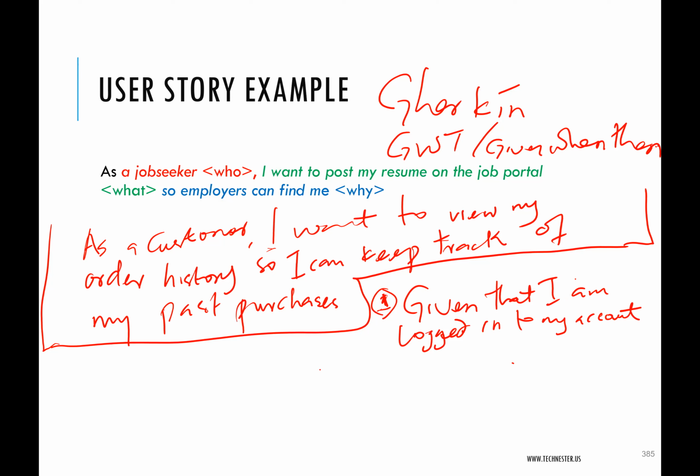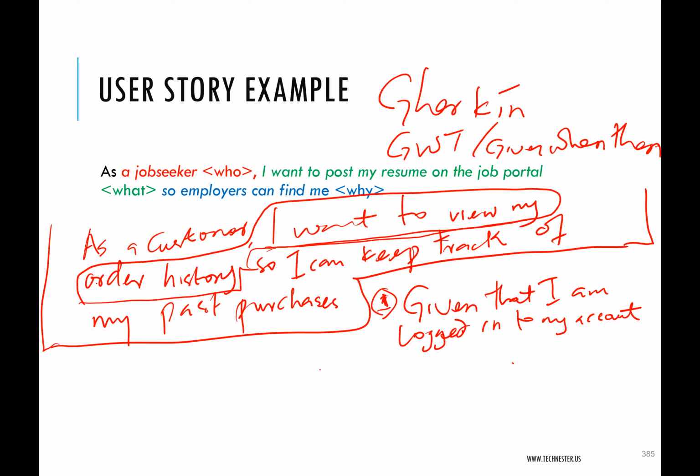So that's the given part. So the given will cover what state or what the customer must do first, what should have been done before this particular requirement can happen. I want to view order history, right? That's the main thing. The customer wants to view order history. So before this action, what the customer wants can happen, what state should the system be in? So the customer must have logged in. So we have done the given part.